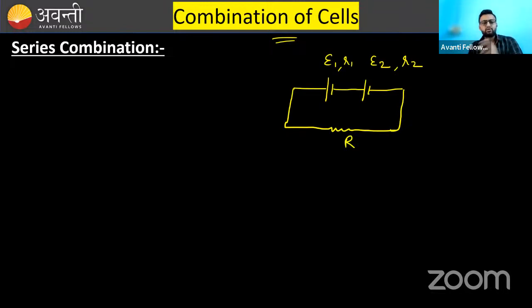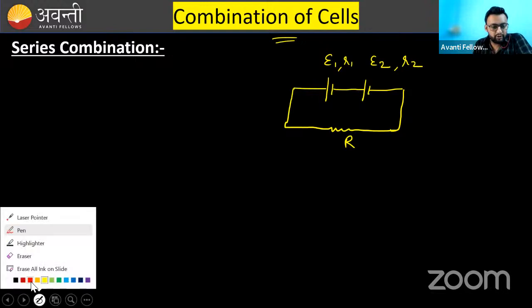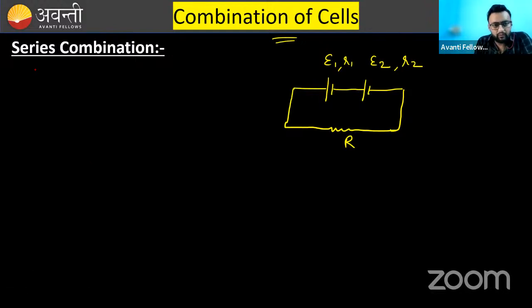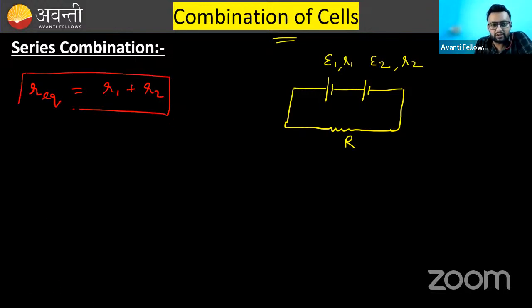Clear now? This is the situation for series combination. This is back-to-back connection. So for this situation, you need to remember the relation. What is the relation? What is the equivalent resistance? Small r, whenever I am writing small r, it means it is internal resistance. So equivalent internal resistance will be R1 plus R2 because this is a series combination.